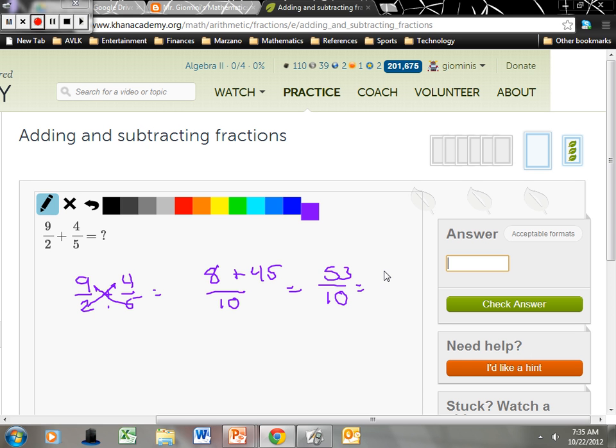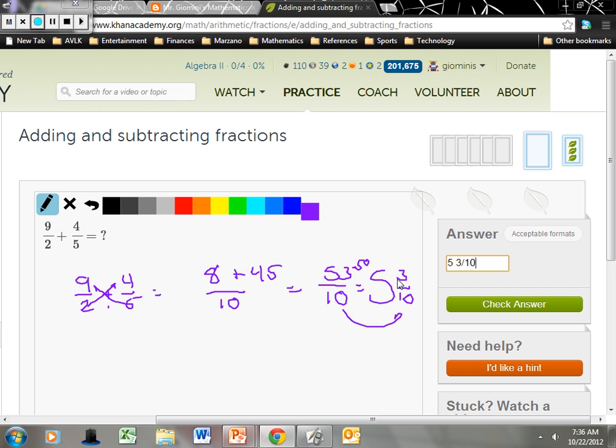10 goes into 53 5 times. Denominator travels with us. That gives me 10. 10 times 5 is 50. 53 minus 50 gives me 3. So I put 5, space, 3 tenths.